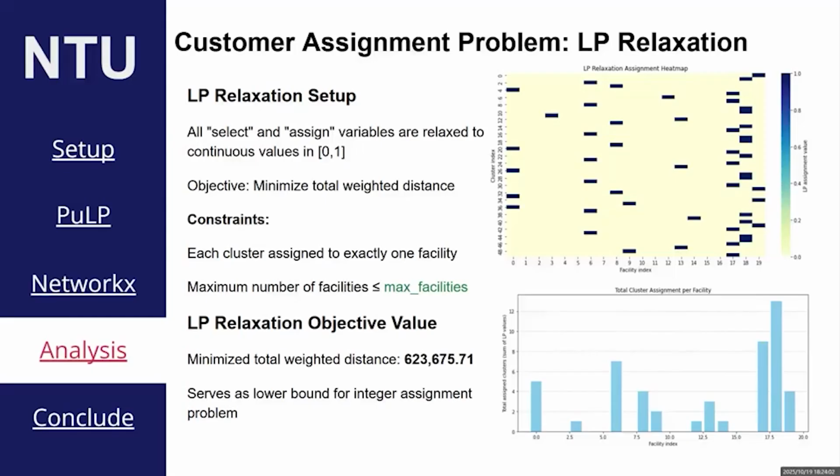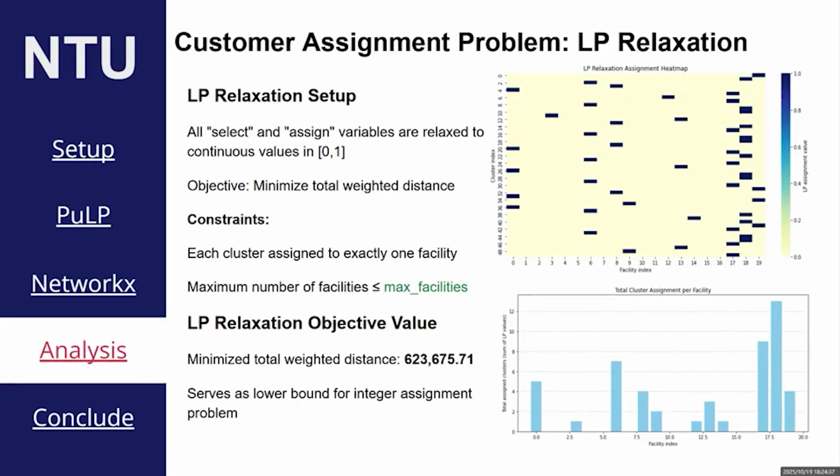Okay, so let's move on to the analysis part. First is LP relaxations of our customer assignment problems. Here, we relax the integer constraints to allow the decision variables to take continuous values between 0 and 1. The objective remains the same: to minimize the total weighted distance between customer clusters and selected facilities. We also maintain 2 main constraints. Each cluster must still be assigned to exactly 1 facility, and the total number of open facilities cannot exceed the predefined max facilities value.